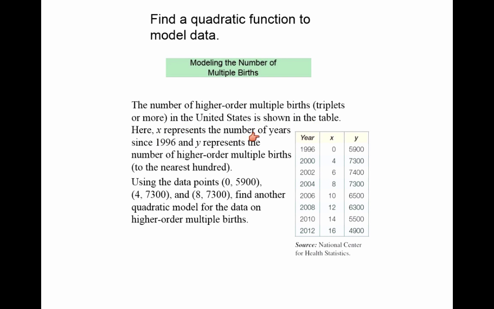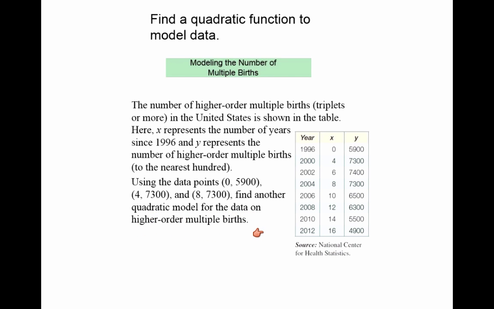Here x represents the number of years since 1996, and y represents the number of higher order multiple births to the nearest 100. Use the data points (0, 5900), (4, 7300) and (8, 7300). Find another quadratic model for the data on higher order multiple births.